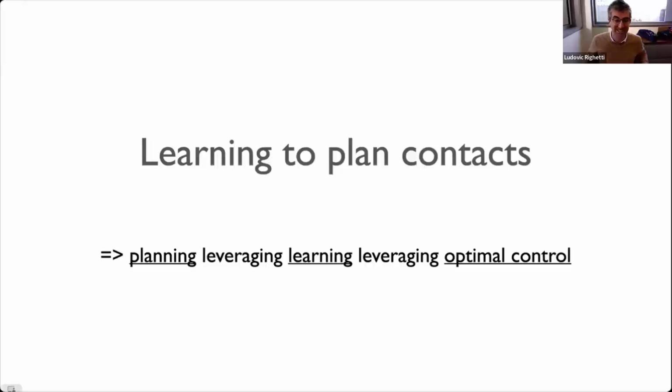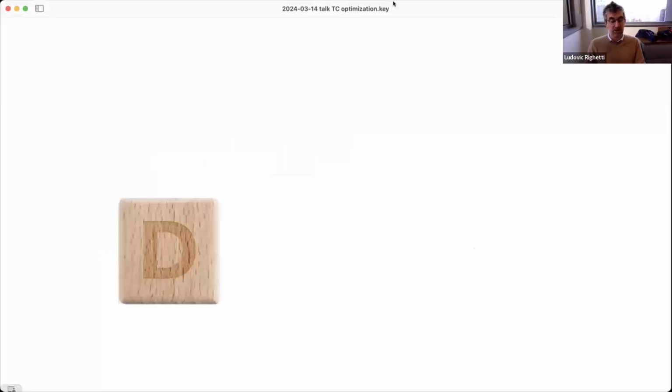Sorry, that was the wrong slide. Okay, so learning to plan contacts. The idea is that I want to plan contacts, and I want to leverage learning to speed things up, and I'm going to use optimal control to generate data to do the learning to speed things up.